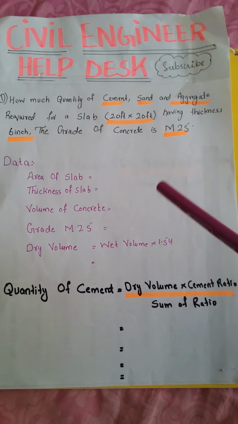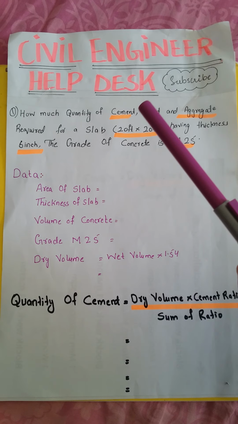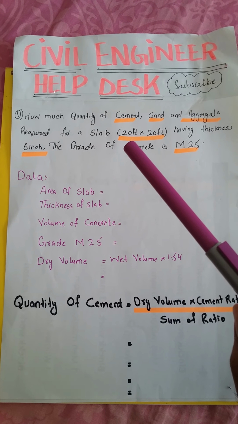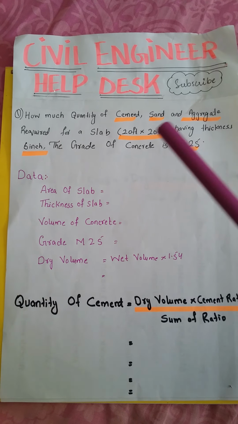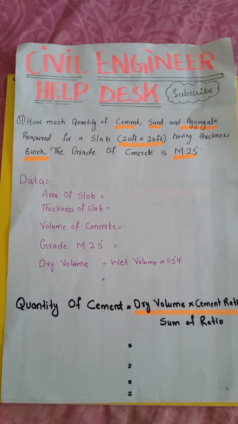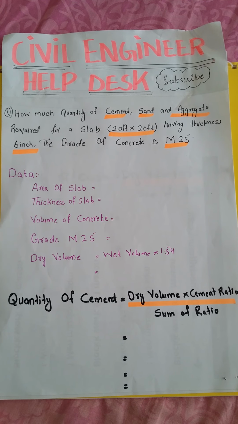Now come to the question. The question is how much quantities of cement, sand and aggregate are required for a slab 20 feet by 20 feet having thickness 6 inch. The grade of concrete is M25. Now first of all we will make data.